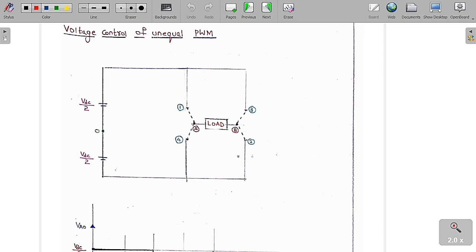You can see clearly this is a circuit diagram. These are the switches: one switch, second switch, third switch and fourth switch. This is a load, and the load terminals are A and B. So this is similar to a single phase full bridge voltage source inverter. I have already told you VA0 and VB0 are called the pole voltages, whereas VAB is called the line voltage. So we are going to plot all these things.